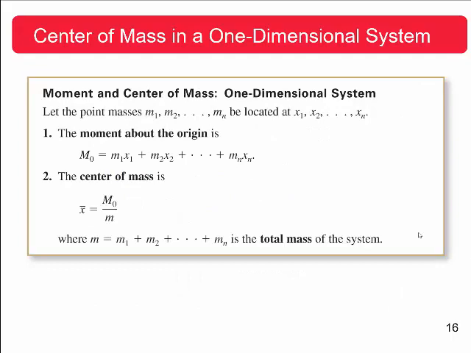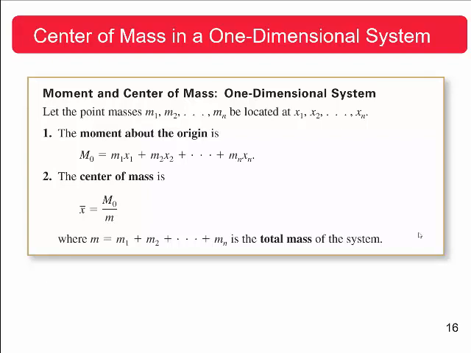Okay, so just some definitions here, so we'll get back to this. This is about moment and the center of mass in a one-dimensional system. Let point masses m1, m2, all the way to mn be located at x1, x2, all the way to xn. So the moment about the origin, M sub 0, is just each corresponding mass times their corresponding location values from the fulcrum. Okay, so just m1 times x1 plus all the way to mn times xn.